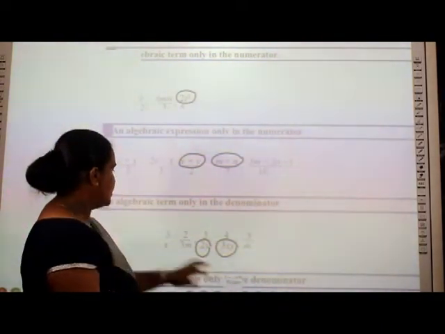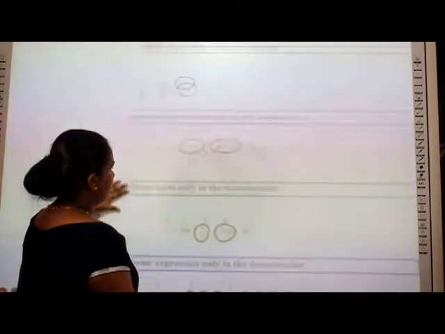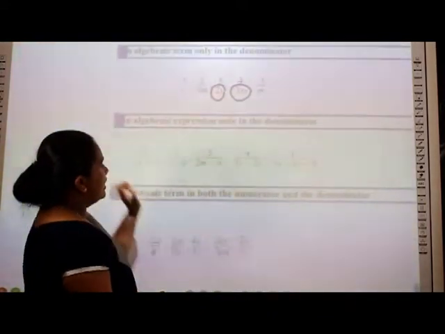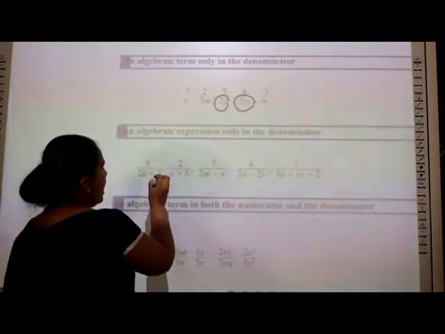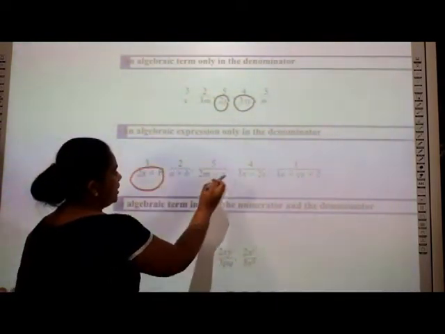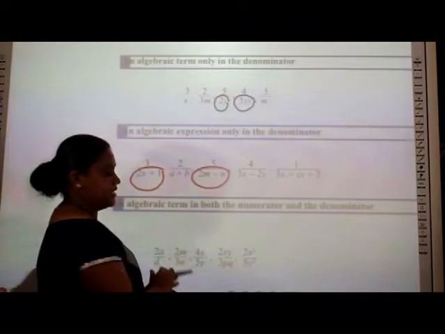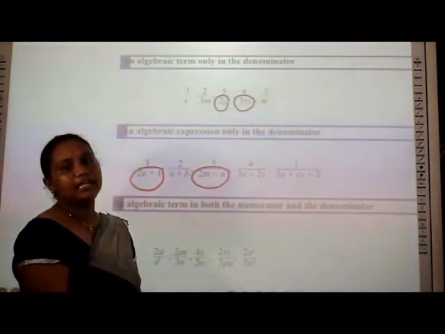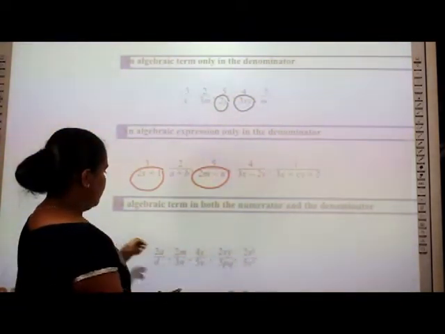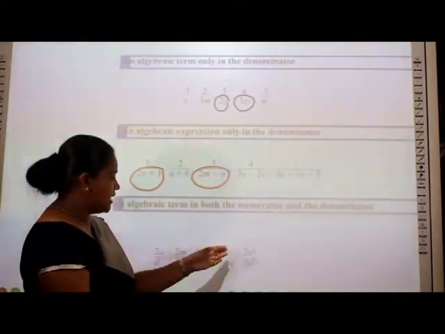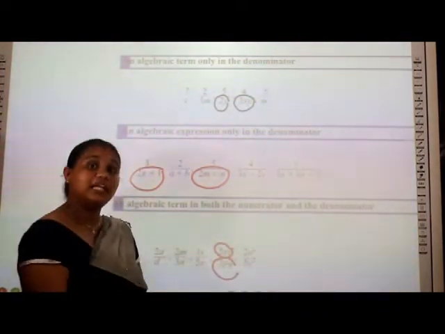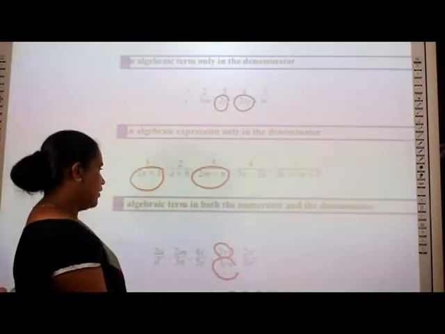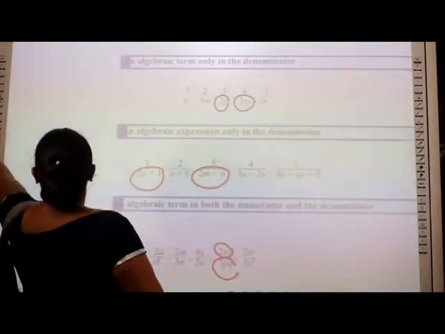Next, in these fractions, look at here. Here an algebraic expression is in the denominator. So this is also an algebraic fraction. What about this one? Here you can see algebraic terms both in where? Numerator and denominator. Right? So let's see another one.